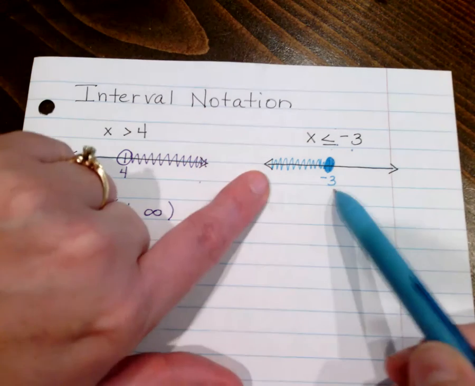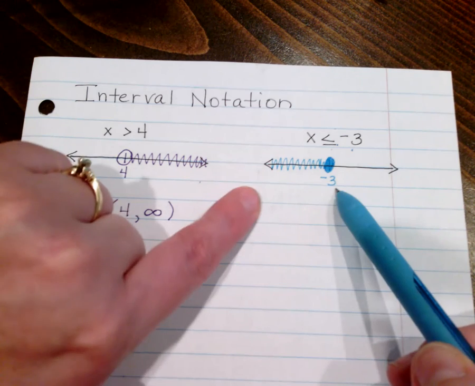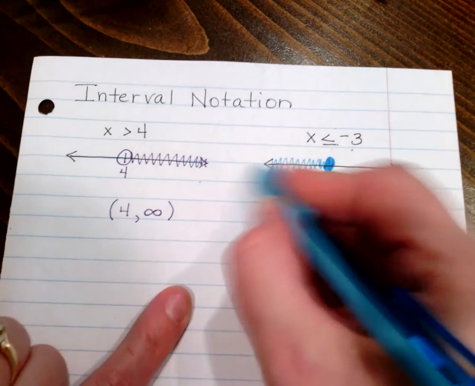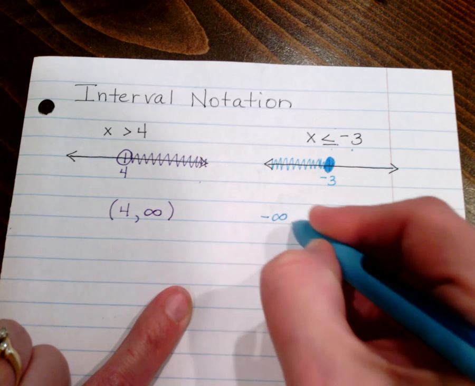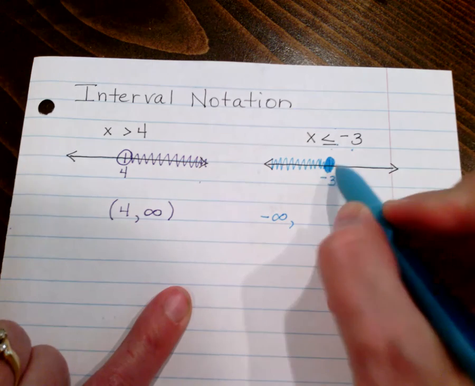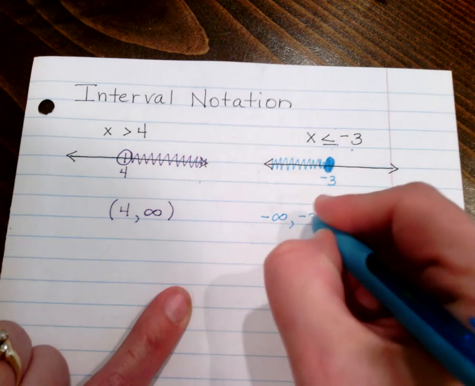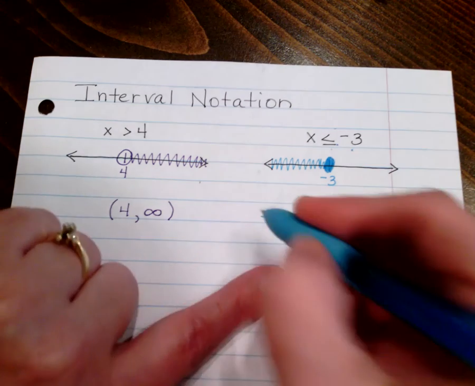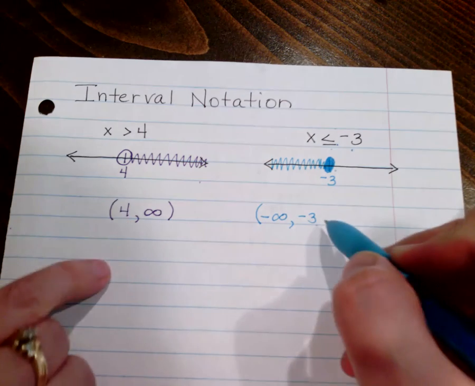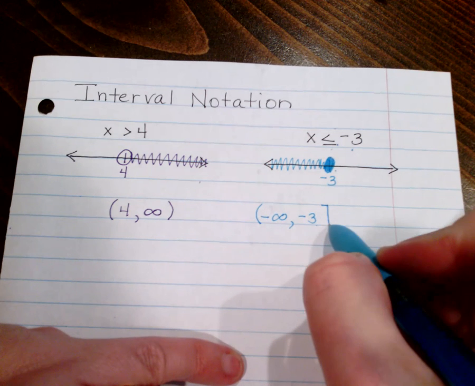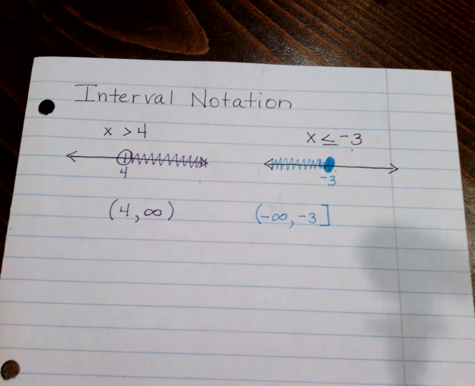So now we write an interval for the shading. Remember, we start on the left. So it keeps on going out here. So we start at -infinity, comma, where do we stop on the right? That's at -3. Remember, infinities always get a parentheses. And because the -3 is included, we don't want to use a parentheses, but instead we use a bracket to denote that the -3 is part of the solution.